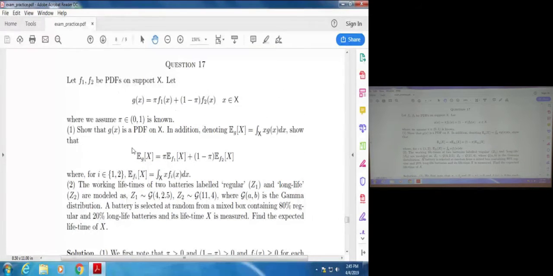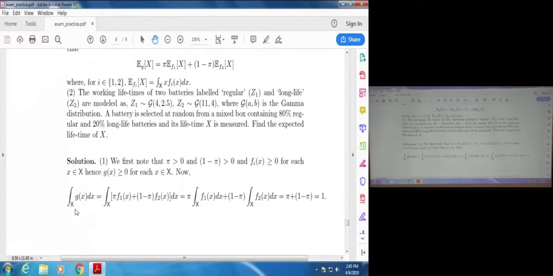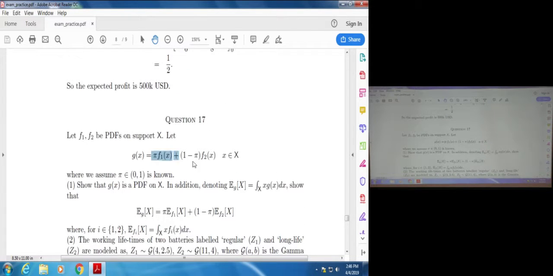Now we want to show that it integrates to 1. The integral over all x of g of x dx is the integral over all x of pi f1 of x plus (1 minus pi) f2 of x with respect to x. We know that integration is a linear operator, so we can split these into two integrals and take out the constants. That's what we've done here. Now this one's a PDF, so that's 1, and that's a PDF, so that's 1, so I get pi plus 1 minus pi equals 1. So the function is indeed a probability density function. It's actually quite well known, this is called a mixture distribution, where with probability pi we are from this population, and with probability 1 minus pi from that population.